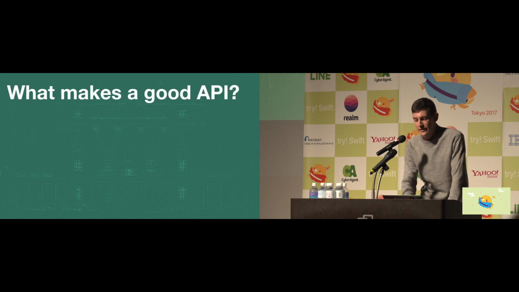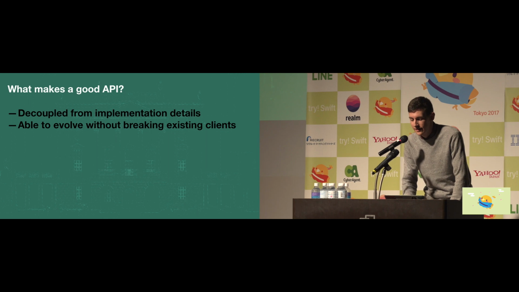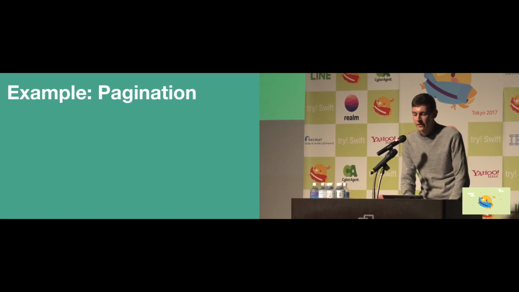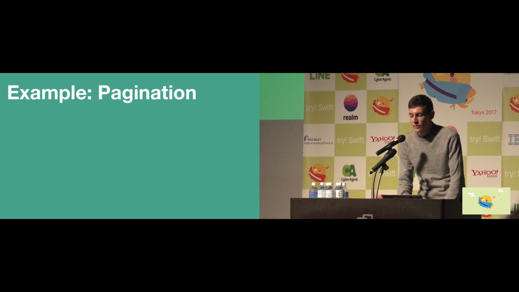So what makes a good API? Well, a good API is decoupled from the implementation details. The API implementation details are not exposed in the interface, and the API should be able to evolve without breaking existing clients. So I'm going to run through a quick example of an API to show how pagination could work and some problems with it.